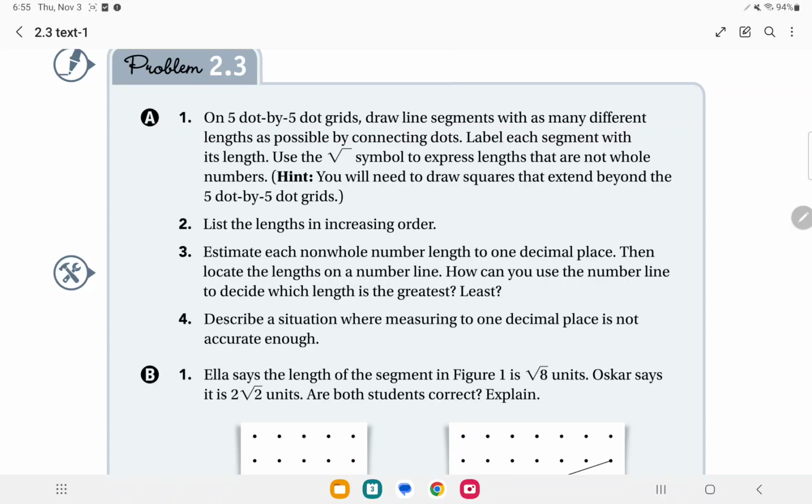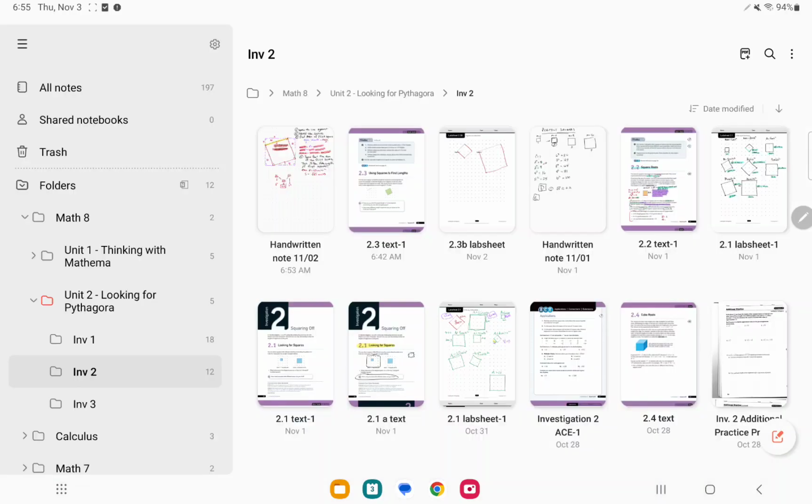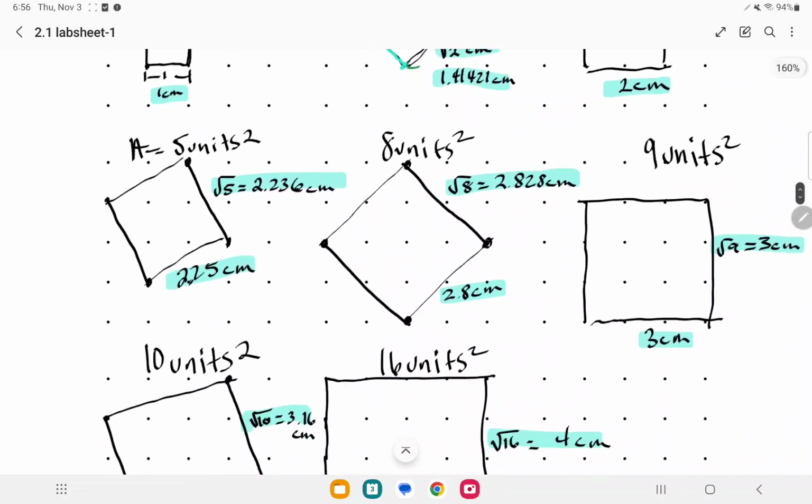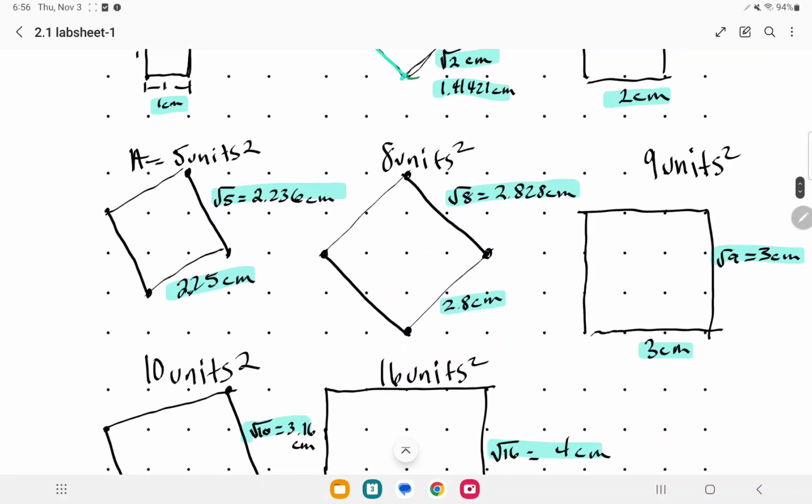Also, on number 2, as long as you have this lab sheet, pull this back up, and you clearly have both the areas and the side lengths listed, both in terms of square roots. So what I mean by terms of square roots is this right here.